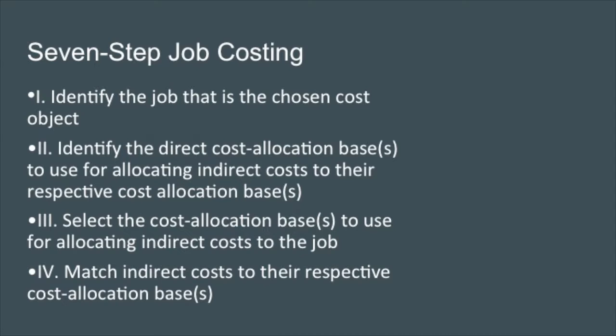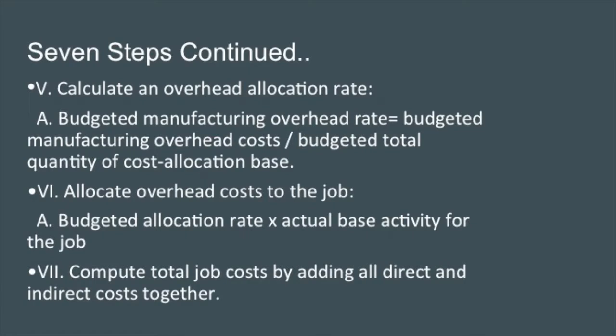3. Select the cost allocation base to use for allocating indirect costs. 4. Match indirect costs to the respective cost allocation base. 5. Calculate an overhead allocation rate. This is done by taking budgeted manufacturing overhead costs and dividing it by budgeted total quantity of cost allocation base. 6. Allocate your overhead costs to the job. This is done by taking your budgeted allocation rate, which we just found, and multiplying it by the actual base activity for the job. 7. Compute the total job cost by adding all direct and indirect costs together.